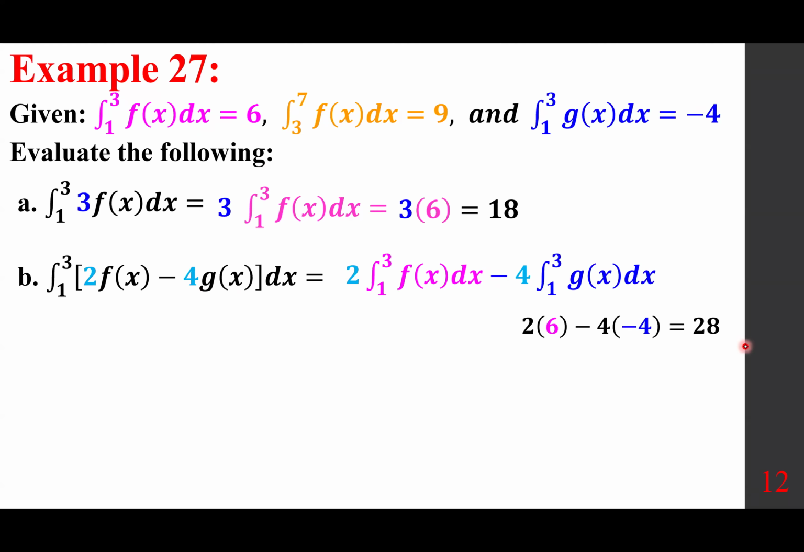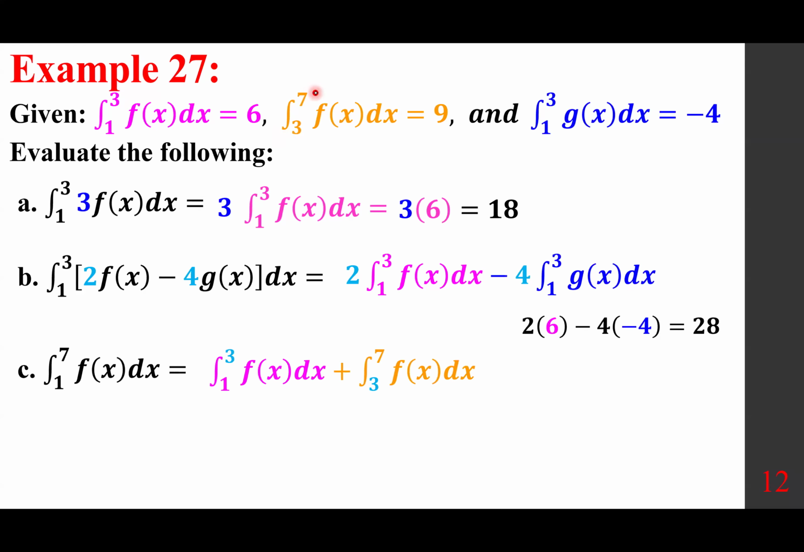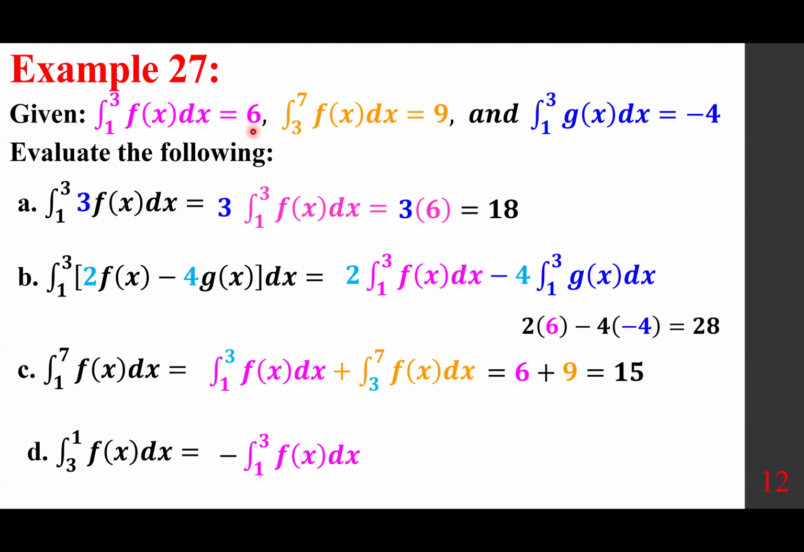12 and 16, 28. 1 to 7, well, 1 to 3 plus 3 to 7. So the integral of 1 to 3 f of x dx plus the integral of 3 to 7 f of x dx. And so this is important. They are obviously identical. So we have the sum of 6 and 9, 15. What about the integral of 3 to 1? It is the same as 1 to 3, but negative. So it's the opposite of that, minus 6. We simply use properties as mentioned.